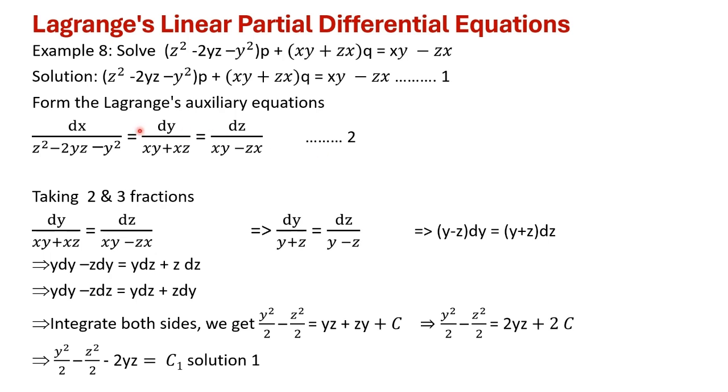Now we'll take fraction 2 and fraction 3. So this is fraction 2 and fraction 3. Here x is common, so we'll take the x and it will get cancelled.